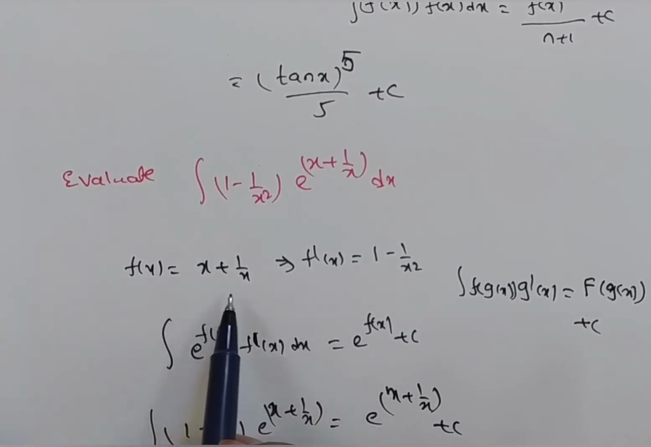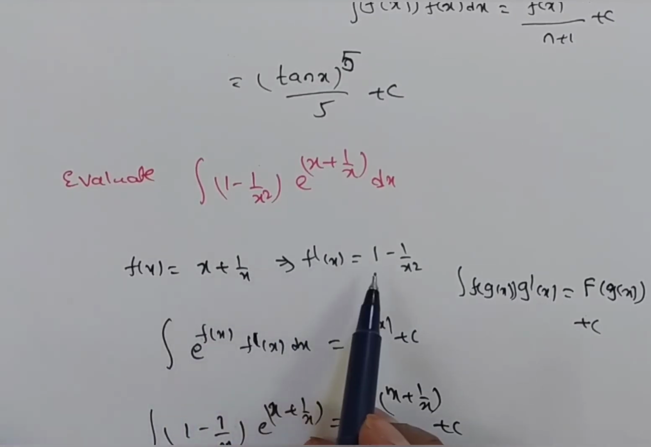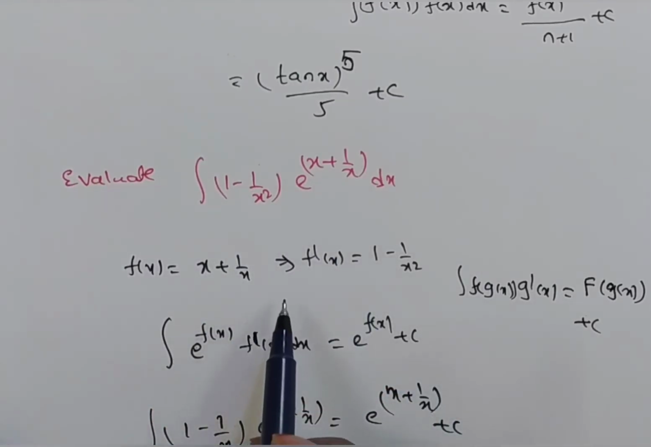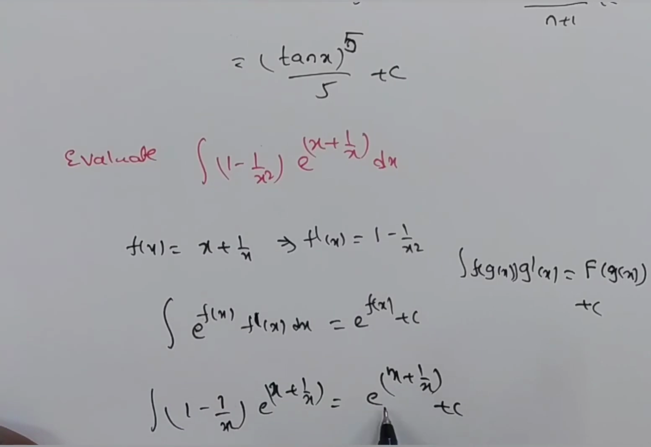You can consider this as t, and the t derivative you will have here. So the integration of e power t is e power t only, with t replaced by the same function. Then you will have the integration of e power t is e power t plus c. Is it clear for everyone?